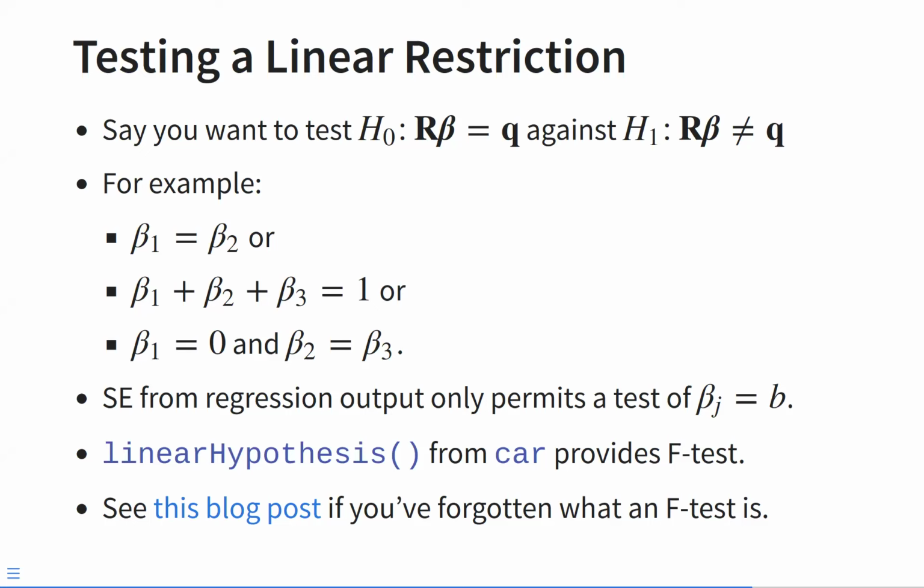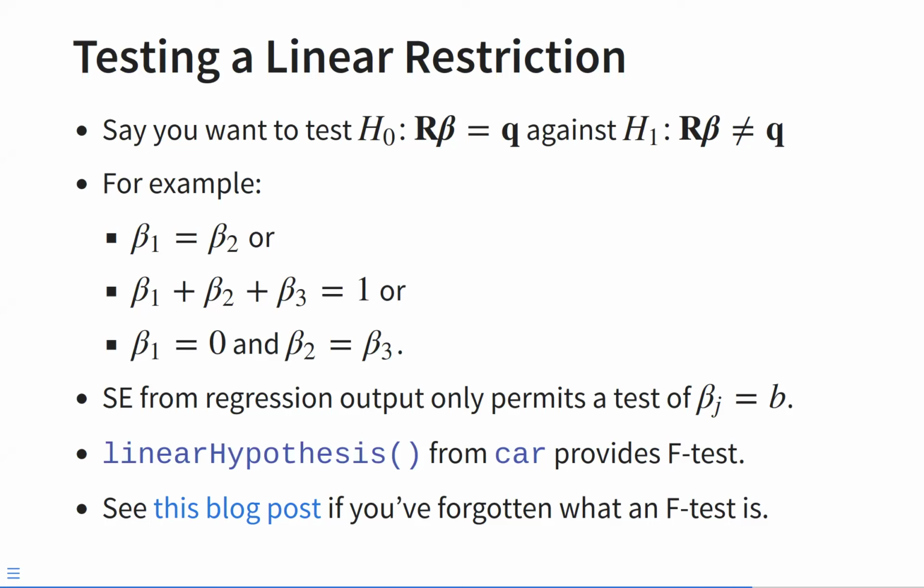But sometimes you may have a more complicated hypothesis test that you want to carry out. For example, you may want to test some kind of a restriction on the regression function. And this restriction might take the form of some matrix R multiplied by the parameter vector beta being equal to some vector Q. So we might be testing the null hypothesis that R beta is equal to Q against the alternative that it's not. So what form might this take? Well, we might be testing that one component of beta is equal to another, or that a number of coefficients sum up to 1, or perhaps that one of them is 0 and two others are equal to each other.